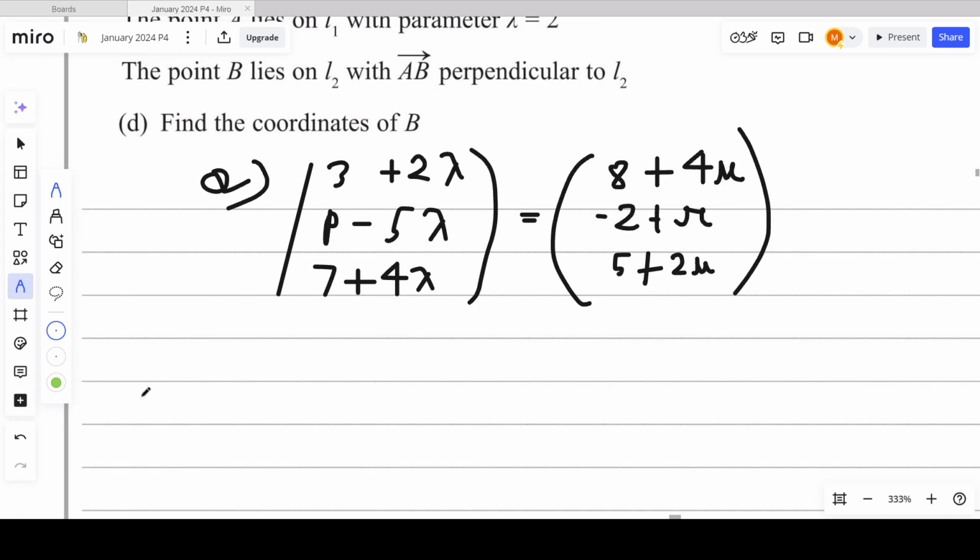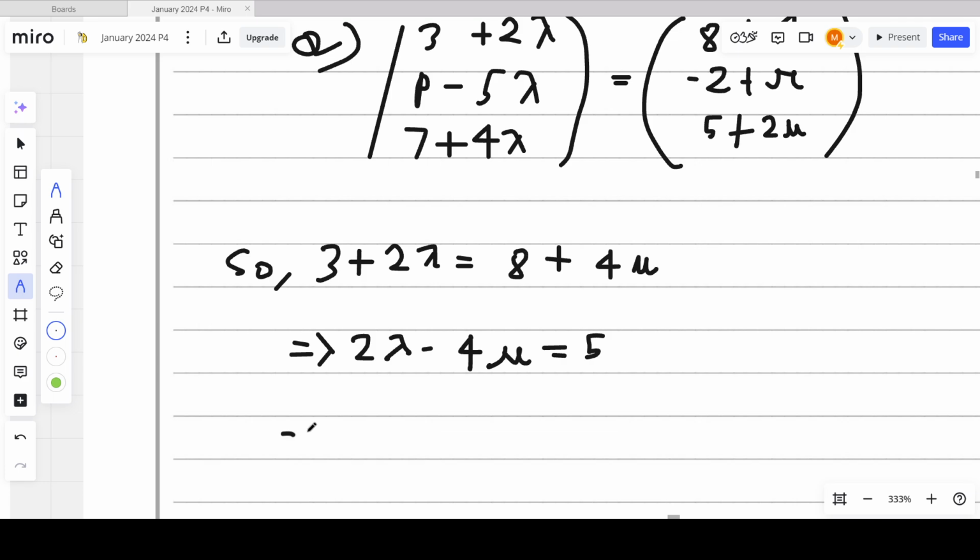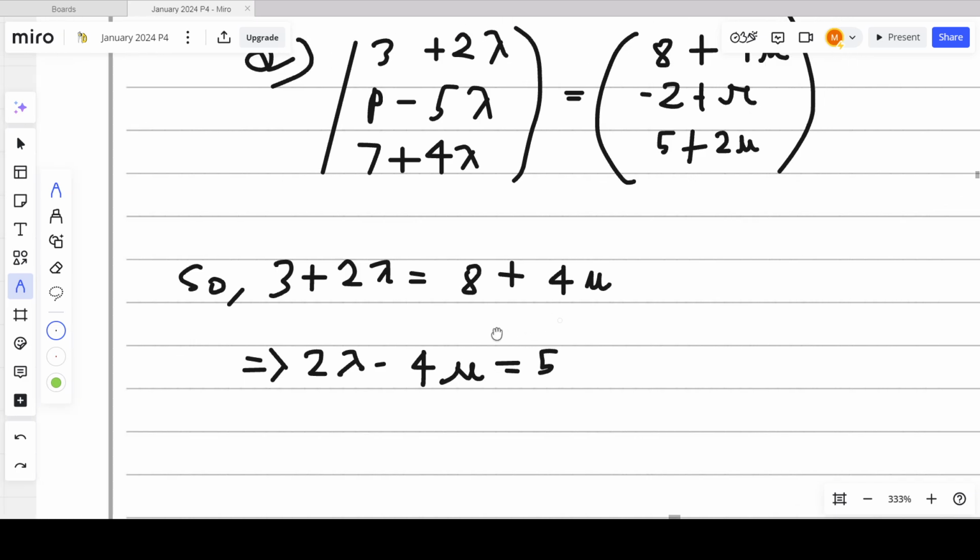What can we write here? 3 plus 2 lambda is equal to the i component of L2, 8 plus 4 mu. Take 4 mu to the left, so you will get 2 lambda minus 4 mu equals 8 minus 3, which is 5. We can keep it as it is, we don't need to simplify any more. We got one equation.